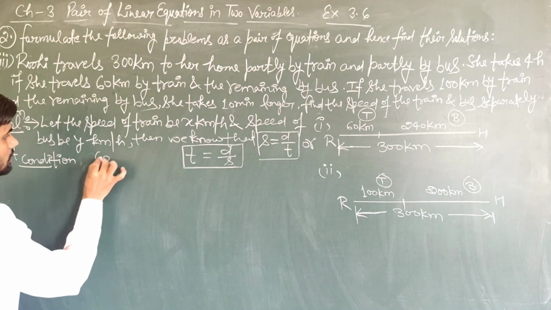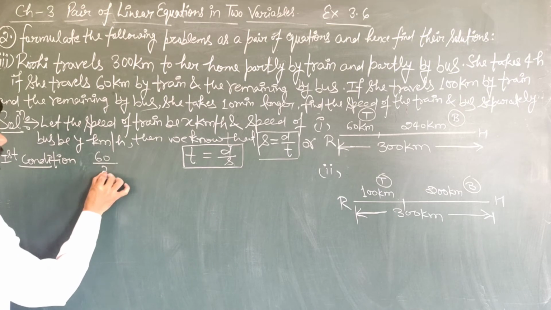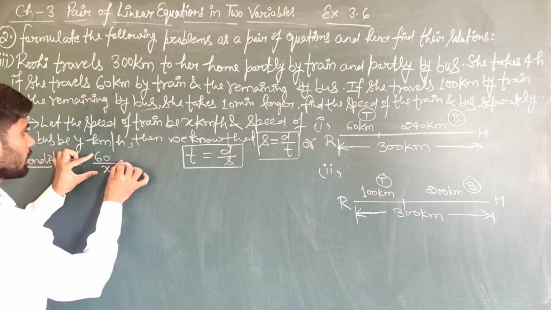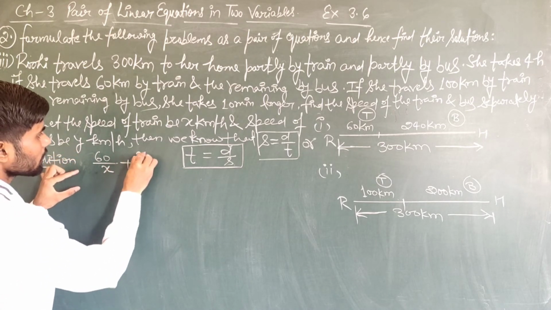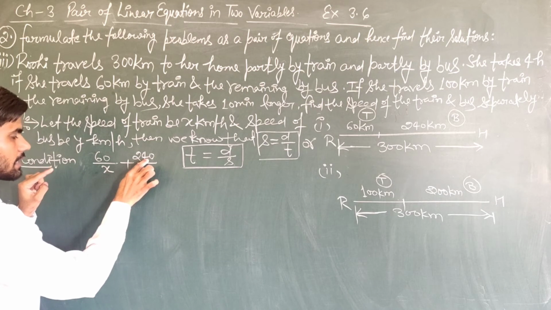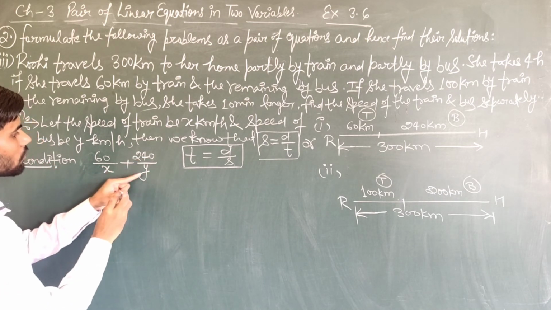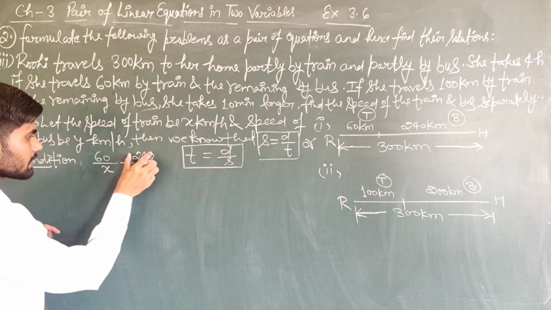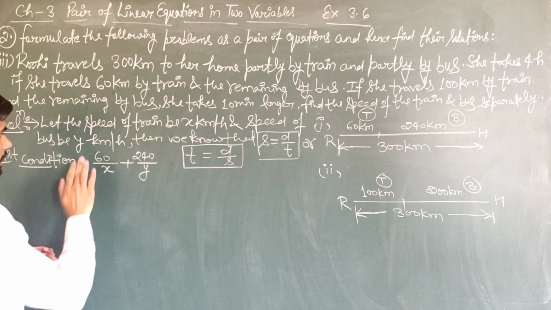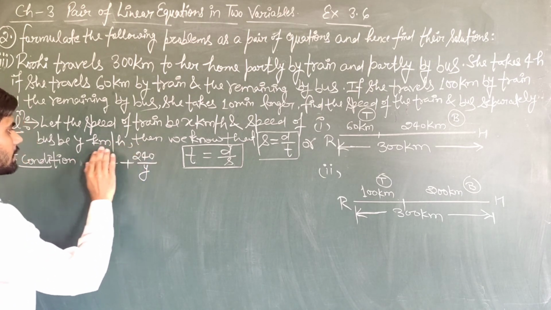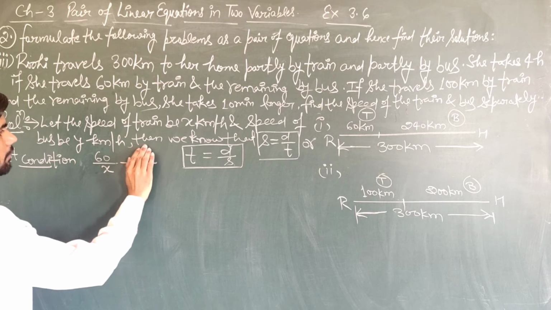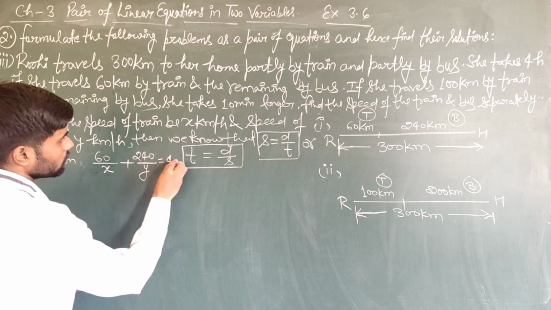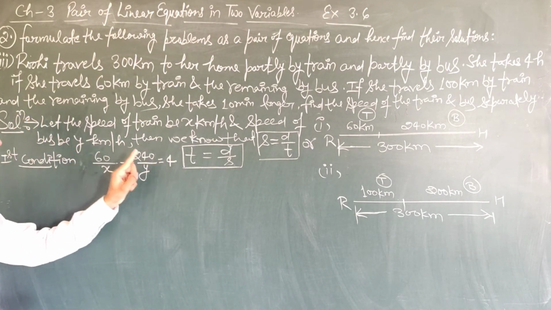What is distance? 60. Speed of train is x. Distance upon speed, this is time taken by train, plus 240. 240 is the distance and y is the speed of bus. This is distance, this is speed. Distance upon speed, this is also time. This time is taken by train and this time is taken by bus. Total time is 4 hours. This is the first condition.